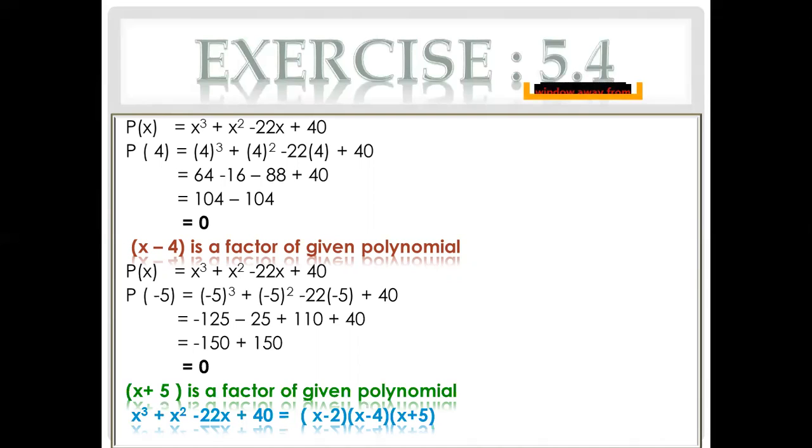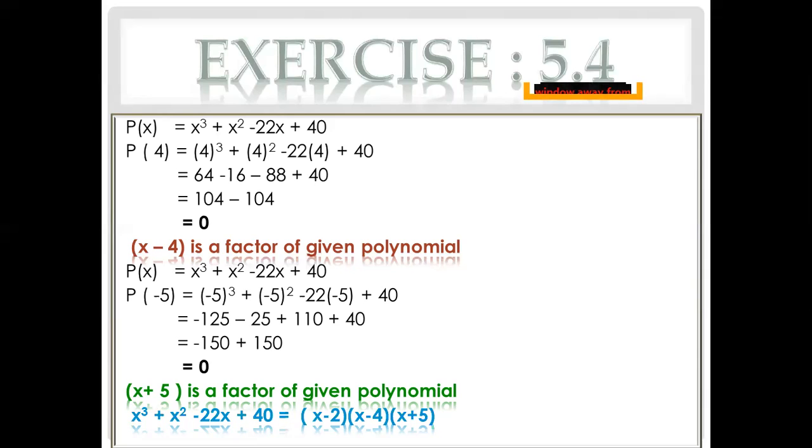When you find the three factors, then no need to find the other one, because according to our question, a cubic polynomial is given. It means that this polynomial necessarily has three factors. In quadratic we have two factors, in cubic we have three factors, in fourth degree we have four factors. We got our required results, x minus 2, x minus 4, and x plus 5. So no need to check the other numbers to see whether they satisfy the polynomial or not.